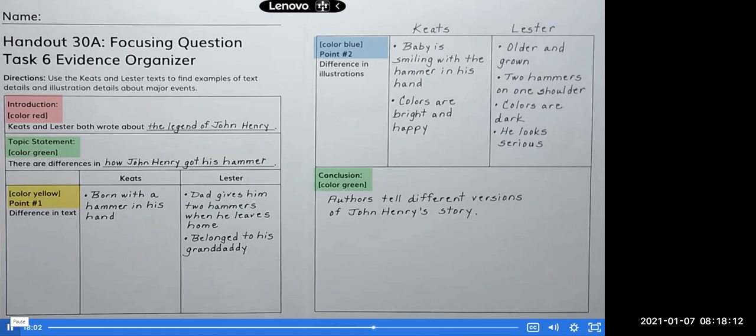What I'd like you to do now is pause here to read the introductory statement, the topic statement, and also the conclusion, and then we'll come back to review them together. Just hit play when you're ready to continue.